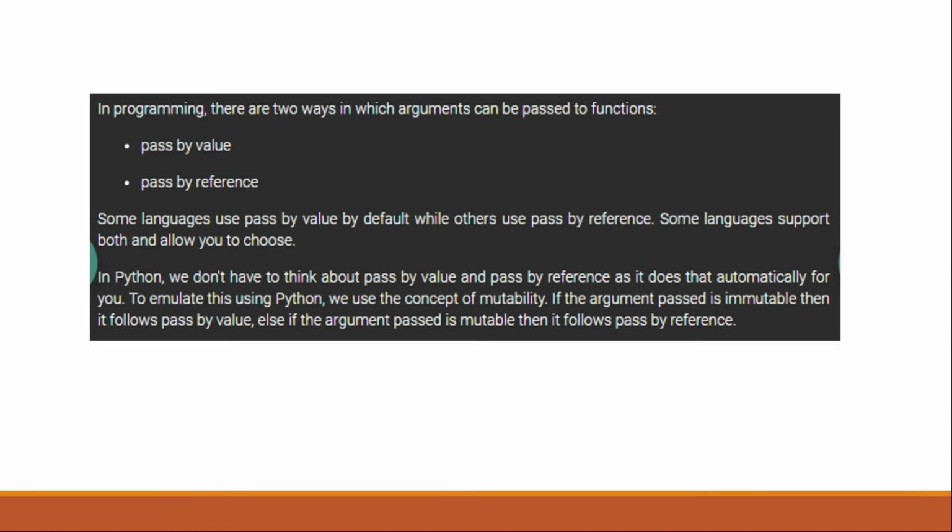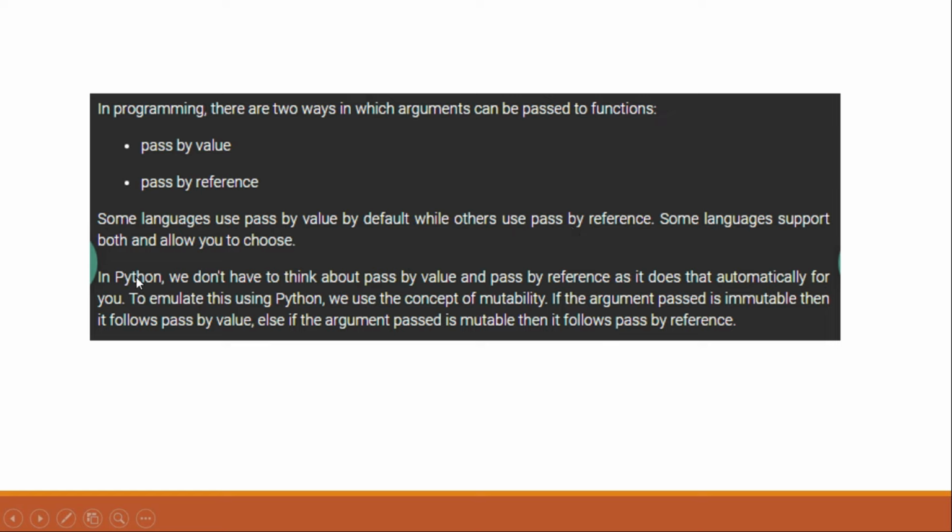Okay, so next is pass by value and pass by reference. In programming there are two ways in which arguments can be passed to a function. One is pass by value and the other is pass by reference. Some languages use pass by value by default while others use pass by reference. Some languages support both and allow you to choose.